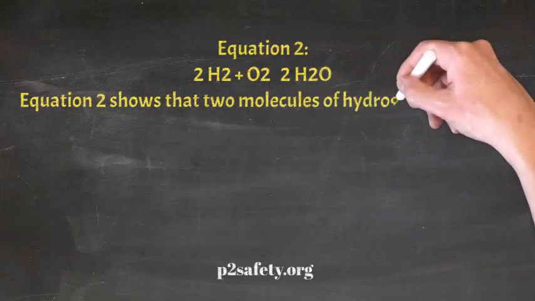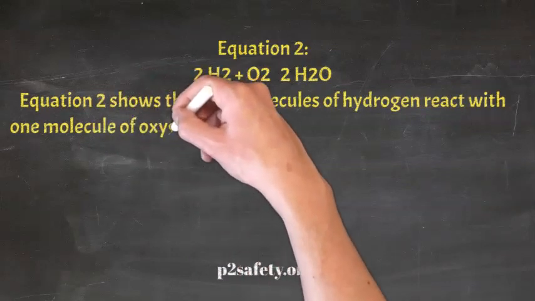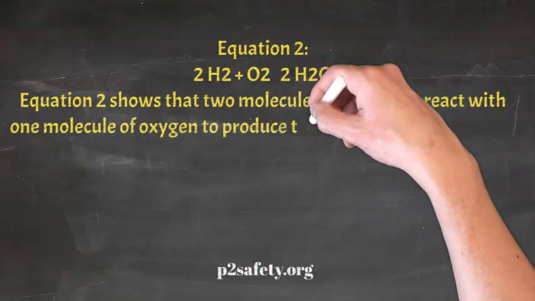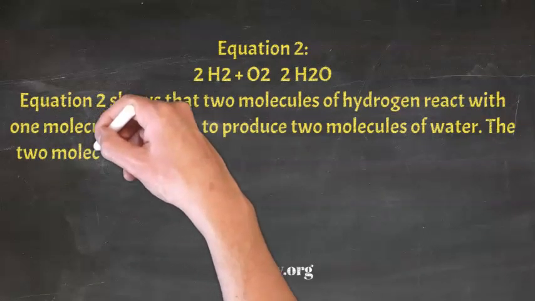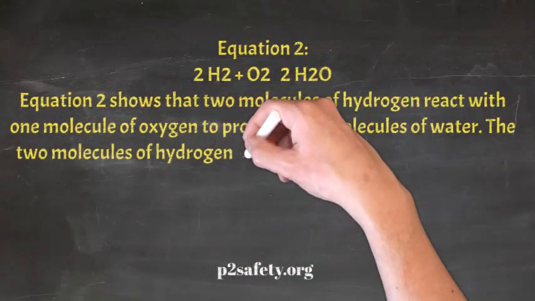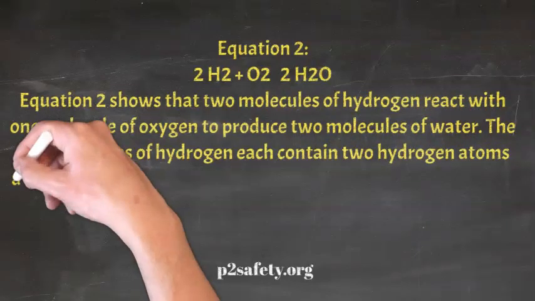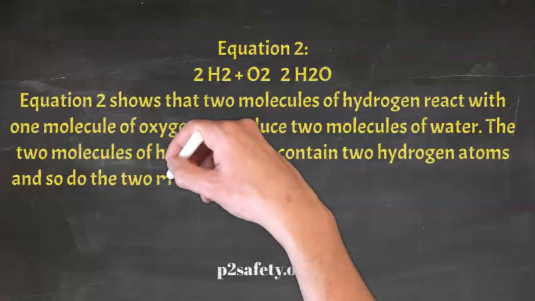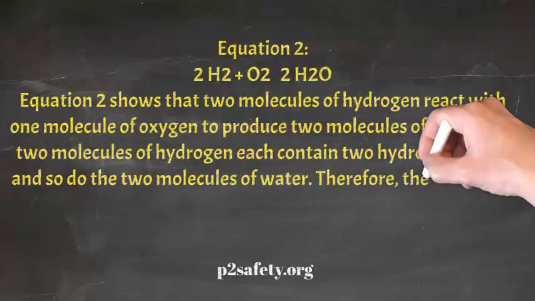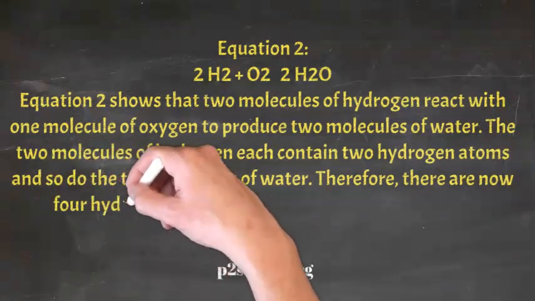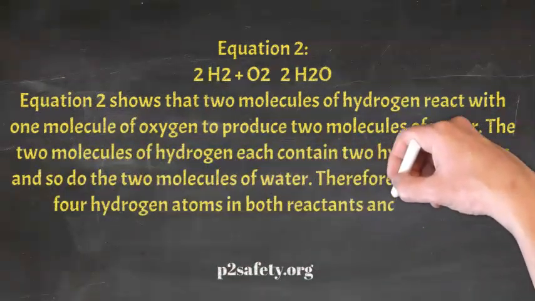Coefficients can be used to balance equation 1, above, as follows. Equation 2: 2H2 plus O2 rightward arrow 2H2O. Equation 2 shows that 2 molecules of hydrogen react with 1 molecule of oxygen to produce 2 molecules of water. The 2 molecules of hydrogen each contain 2 hydrogen atoms and so do the 2 molecules of water. Therefore, there are now 4 hydrogen atoms in both reactants and products.